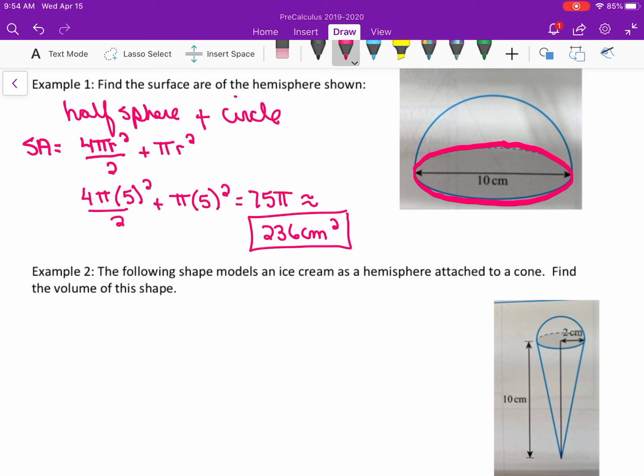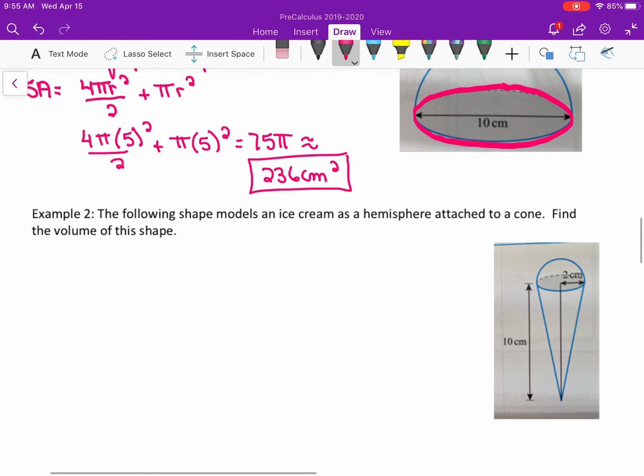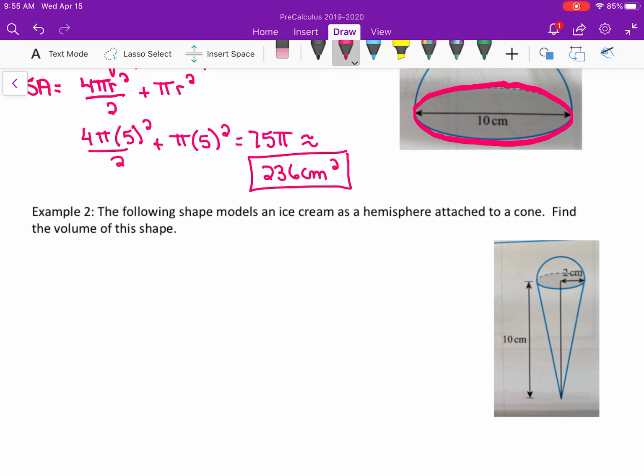So a lot of this is just being able to visualize, figure out what parts you need, plugging into a formula. Hopefully this isn't too bad for you. The following shape models an ice cream as a hemisphere attached to a cone. Find the volume of this shape.